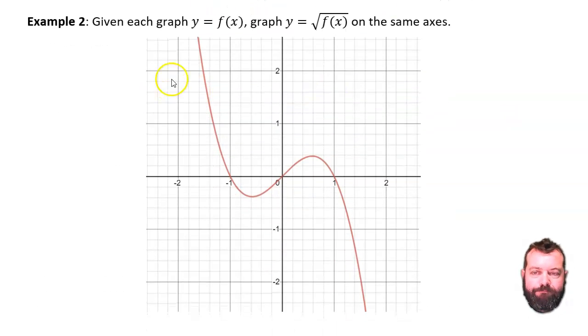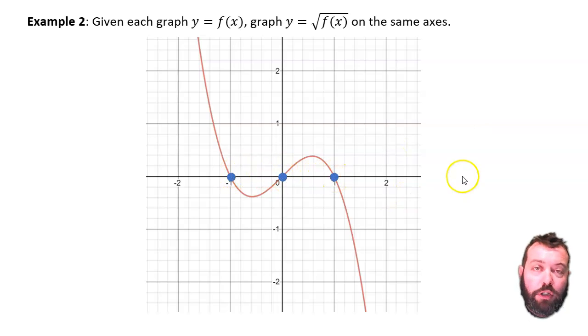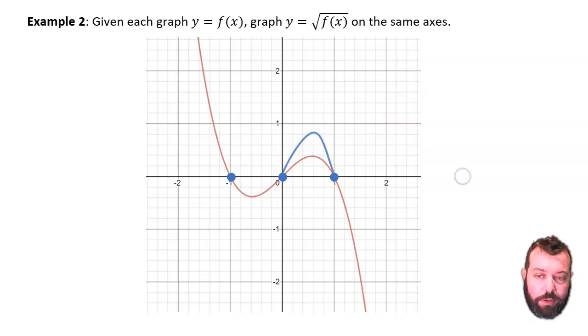Okay, here's another one. Again, I don't have the equation of this, but you can see my function is negative from negative 1 to 0. So my square root is undefined there. And for any value of x greater than 1, my function is undefined. So my domain for this square root will be x is less than or equal to negative 1, and x is between 0 and 1, equal to those. So those are critical points where my function is 0, the square root is 0, so I've put some closed dots there because it is equal at that point.